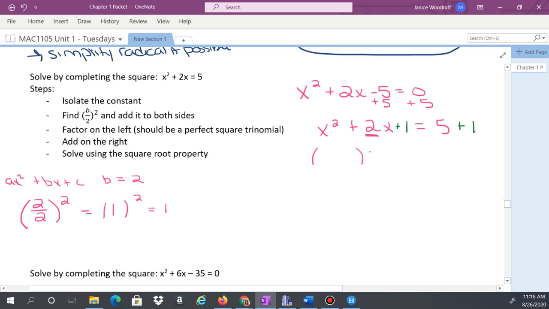Okay, what multiplies to 1 and adds to 2 is 1 and 1. Okay, 1 times 1 is 1, 1 plus 1 is 2. So I factor that, but when I factor it, I'm going to write it like this: x plus 1 squared, because it's the same thing twice. On the right, I'm going to add. 5 plus 1 is 6.